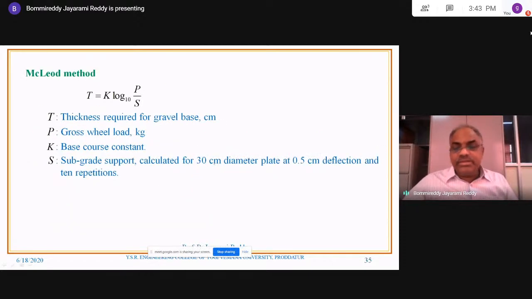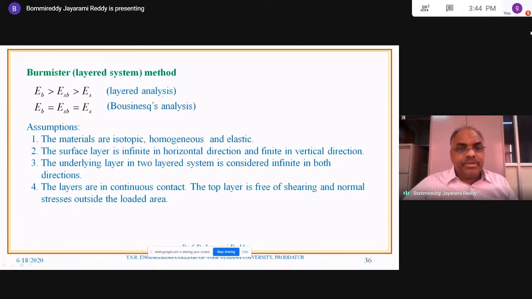And the McLeod method is this, don't remember the formula. If at all a question appears in the McLeod method, they will provide you the formula also along with the question. If the formula is given along with the question, then you can substitute the values and get the required parameters. Then Burmester method, layered system.